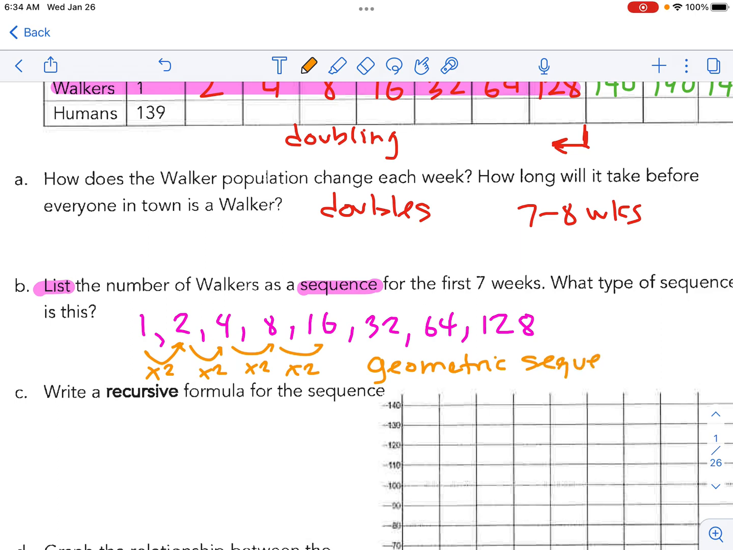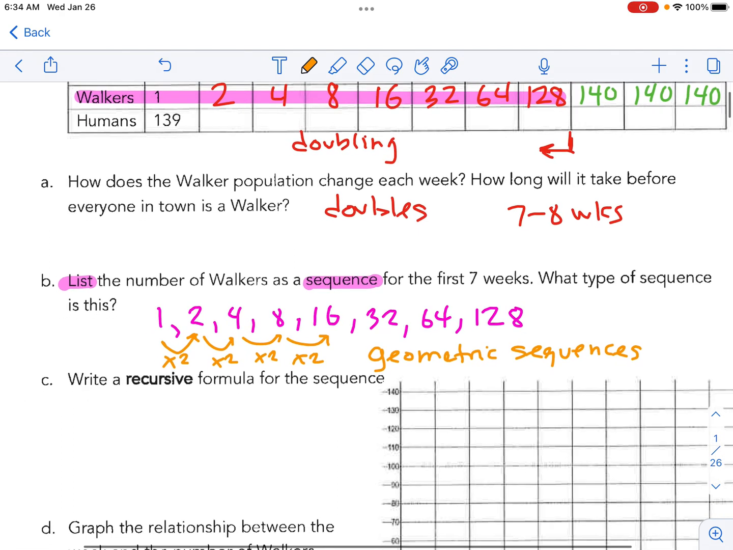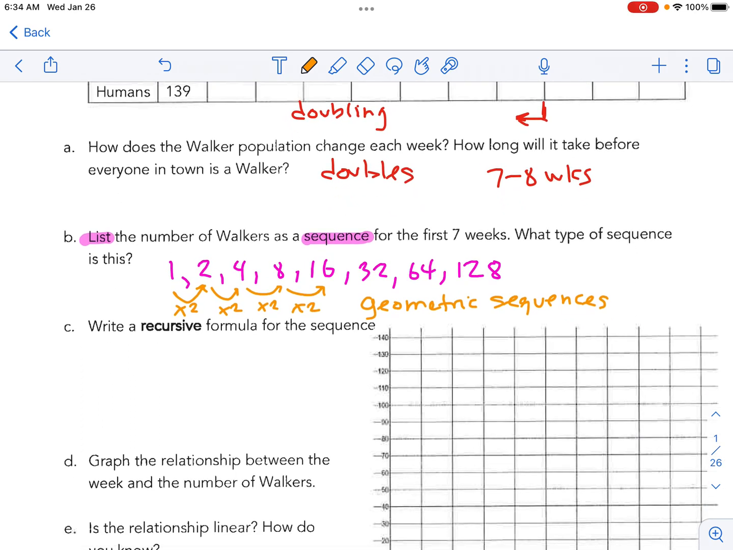And geometric sequences are sequences that are made by multiplication or division. So that's called a geometric sequence. And what we want to do is we want to be able to model this with a mathematical representation. And we can do that a couple different ways. The first way we're going to model it is recursively.